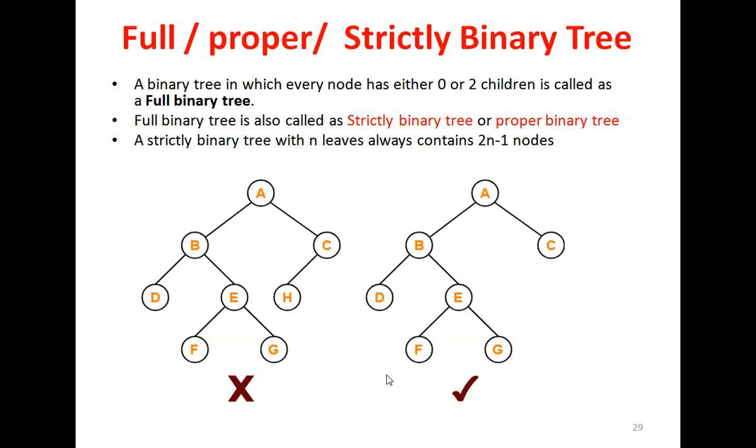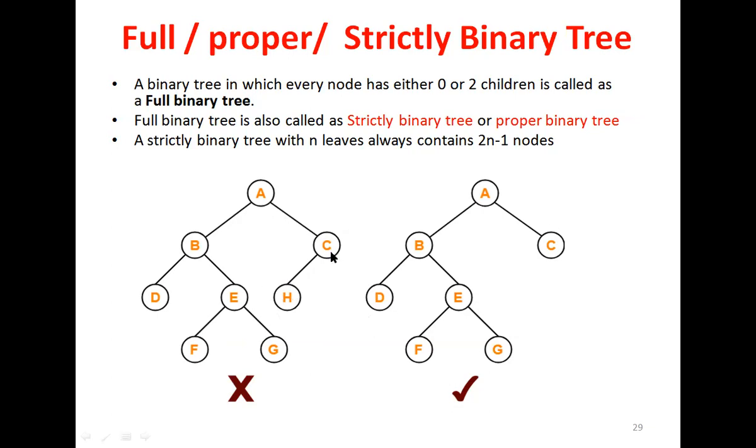Now you see two diagrams here. This is one tree, and this is another binary tree. This one is a strictly binary tree, but this one is not, because a binary tree can be a strictly binary tree, or full or proper binary tree, only if all the nodes of the tree have either 0 children or 2 children. That is not satisfied in this tree.